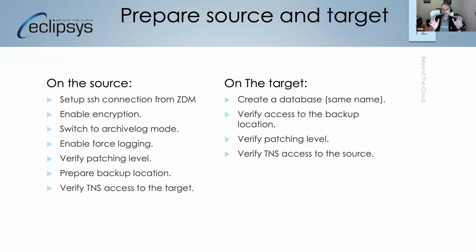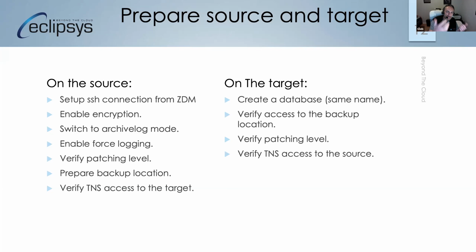Those steps I will not be showing in real life. So on the source and on the target, you need to prepare your source and target. On the source first, and on the target, of course, you need to set up an SSH connection from ZDM. So how do you do that? You create a user with proper sudo privileges on your source environment and your target environment, of course, and create a passwordless SSH connection to the source and target based on SSH keys.